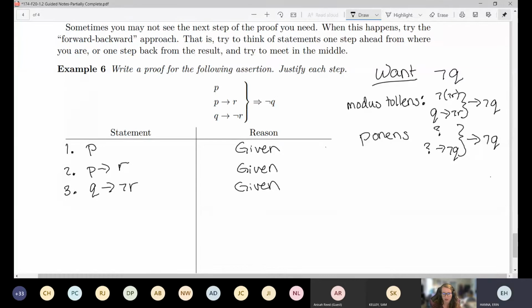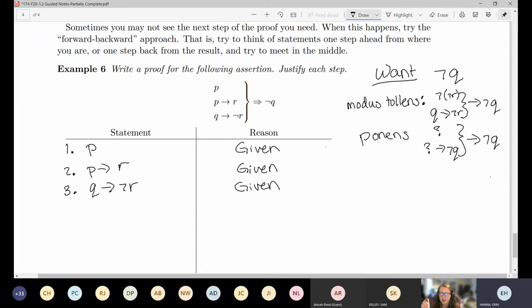Okay. Now, we don't have not Q either. We don't have anything implying not Q. Maybe we could potentially manipulate step 3 to get there, but let's just leave that question mark to remind us that that could be either letter that we want it to be. But that one seems less likely. Modus tollens, since I have that Q implies not R, that one seems like a pretty decent way to potentially start going.